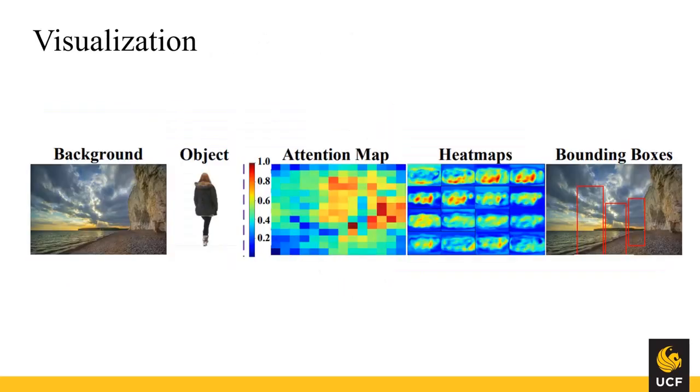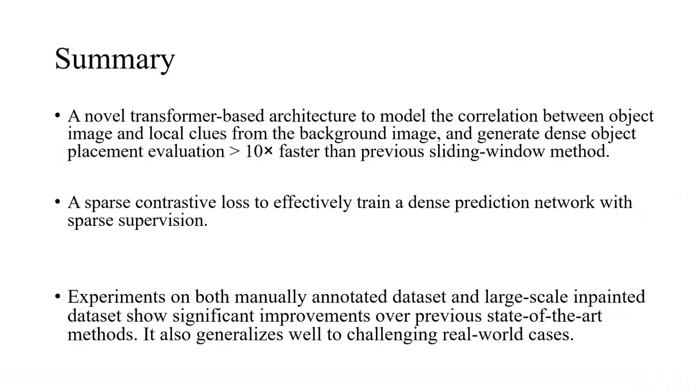Here's the visualization of the transformer attention map and the 3D heat map. To summarize, we propose a novel transformer-based architecture to model the correlation between the object image and the local clues from the background image, and generate dense object placement evaluation, more than 10 times faster than the previous sliding window method. We also propose a sparse contrastive loss to effectively train a dense prediction network with sparse supervision.